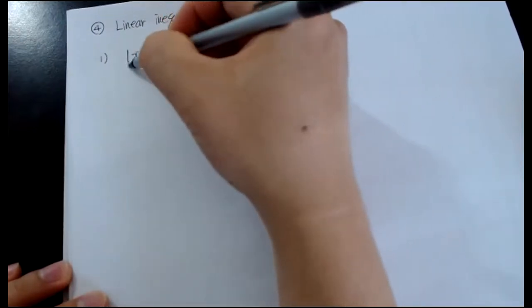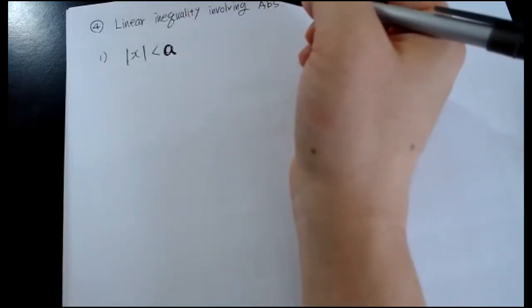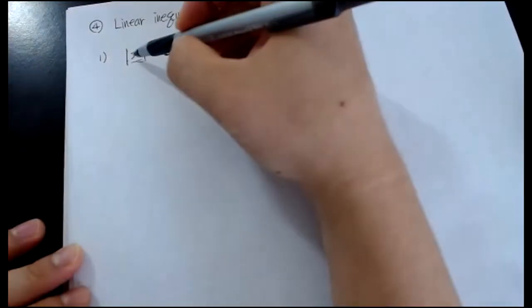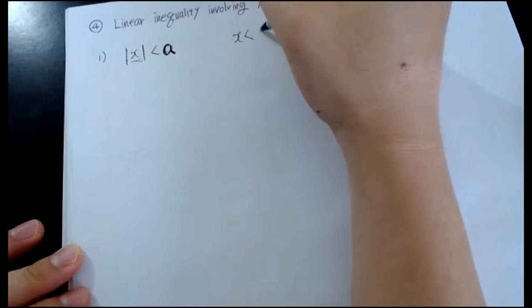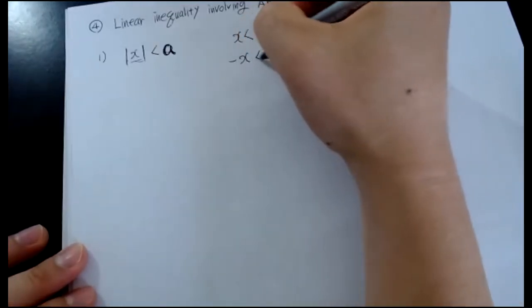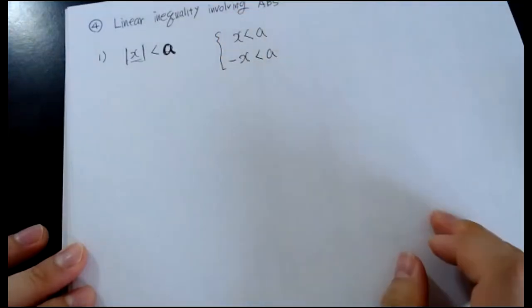So this is equivalent to, I mean, whenever you say absolute value, you have to think about two cases. For case 1, the quantity inside the absolute value is positive. Case 2, the quantity inside the absolute value is negative. So if x is positive, then we get x is less than A, right? What if x is negative? Then we're going to get negative x is less than A. So this one and this one are equivalent.